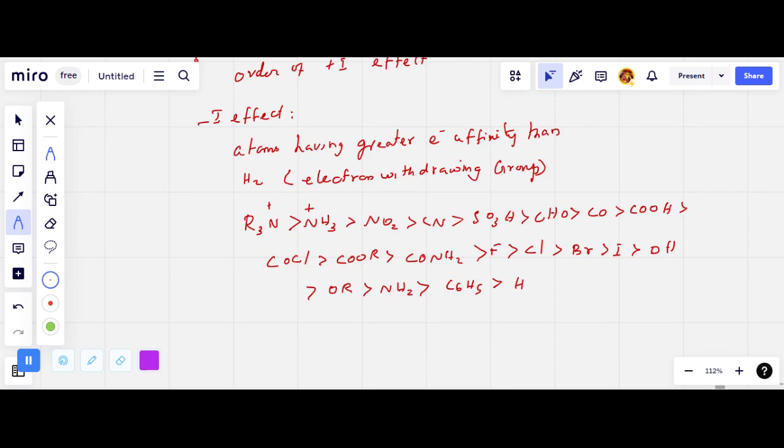ஸோ இப்போ இதில் எதெல்லாம் இம்பார்ட்டண்ட்னா நைட்ரோ குரூப். ஓகே, நைட்ரோ, திஸ் இஸ் சைனோ, தென் அதுக்கப்புறம் தான் ஆல்டிஹைட், கீட்டோன், ஆசிட். ஓகே, ஆசிட் ஆக்சுவலி திஸ் இஸ் ஆசிட் குளோரைடு.